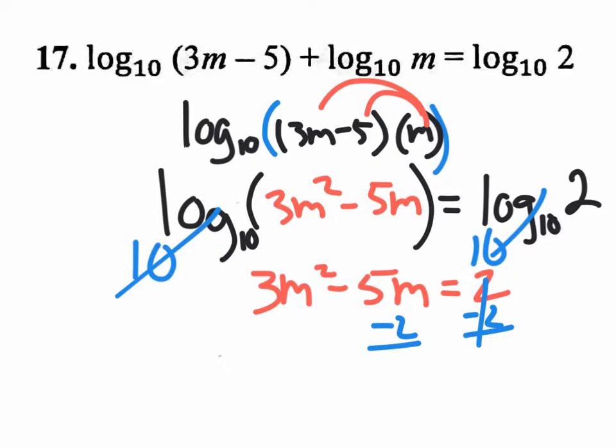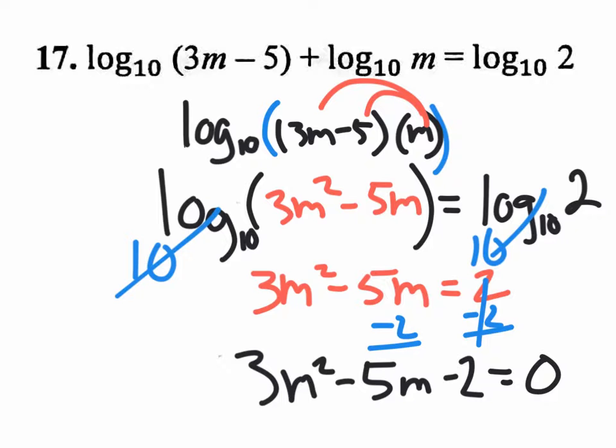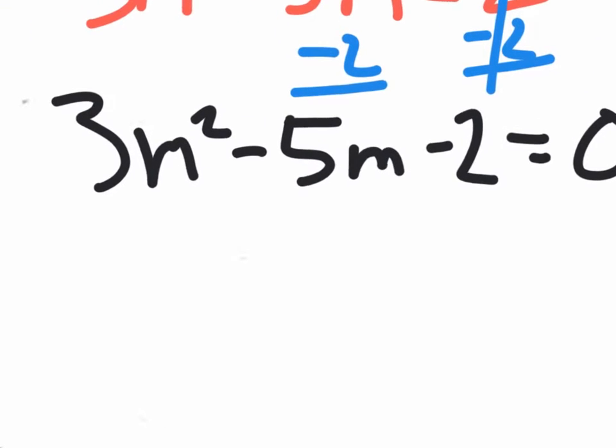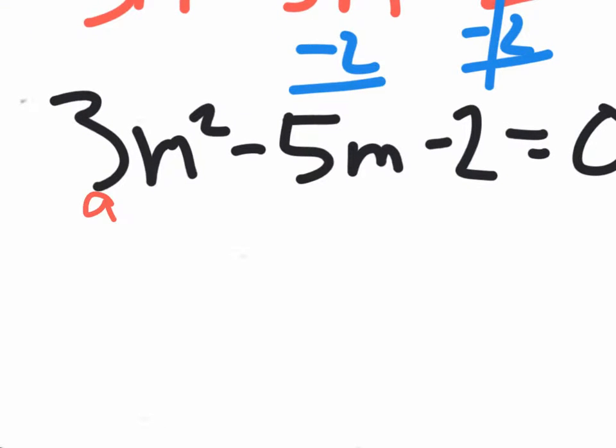You're not actually going to do it, you're just going to rewrite it. It's going to be 3m squared minus 5m minus 2. And of course, that is equal to 0. So now at this point, you could use the quadratic formula if you'd like. All you need to do is recognize that this is A, this is B, this is C. Or you could use factoring by grouping.